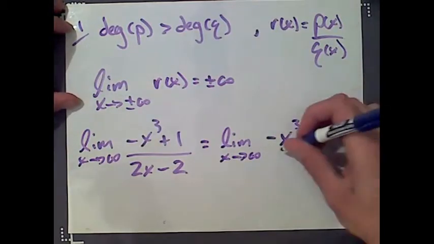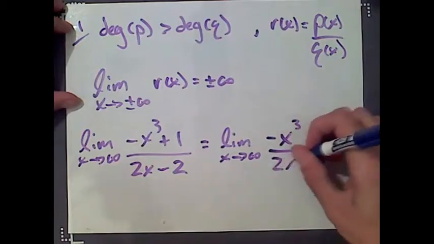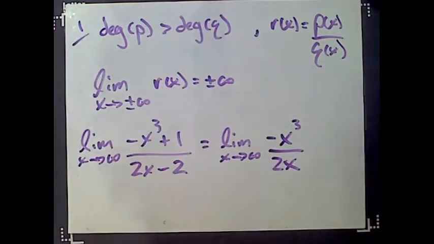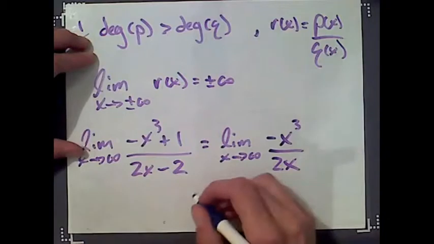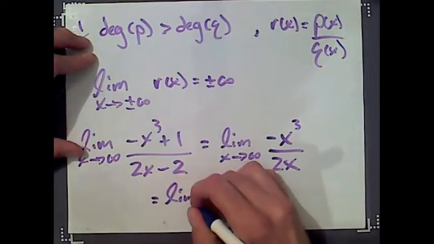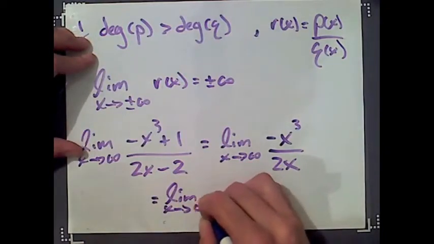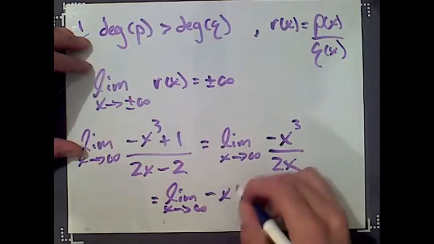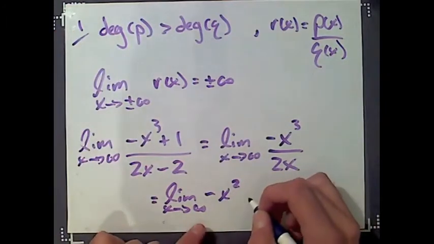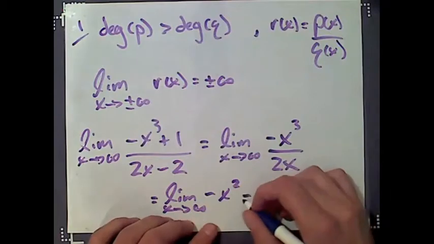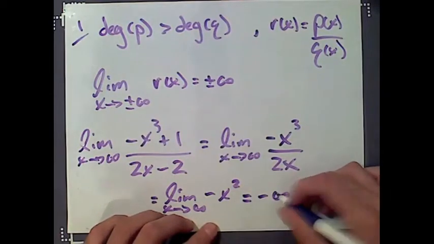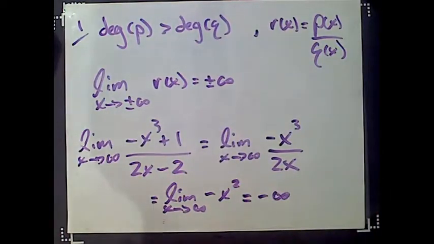So we take negative x cubed over 2x. We can divide the top and the bottom by x, and what we end up with is negative x squared. And as x goes to positive infinity, negative x squared goes to negative infinity. So the coefficients in front of the leading terms, the highest degree terms in the polynomials, are going to determine whether we have a limit of plus or minus infinity.